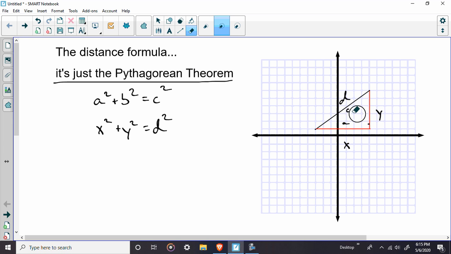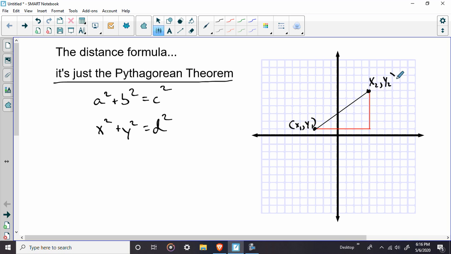Now, how do we actually find these distances? How do we find x, y, and d? Well, again, from our points, let's give them a name. We'll say this is some point x1, y1. Now notice that those are subscripts. Those aren't exponents. That's just saying this is point 1. This is x1. This is y1. I'm going to give this one another point up here. This is x2, y2. So these are two different points. This is x1, y1. This is x2, y2.